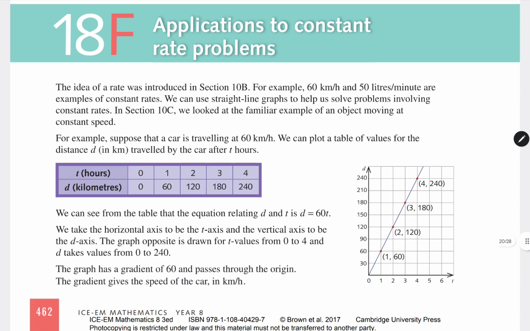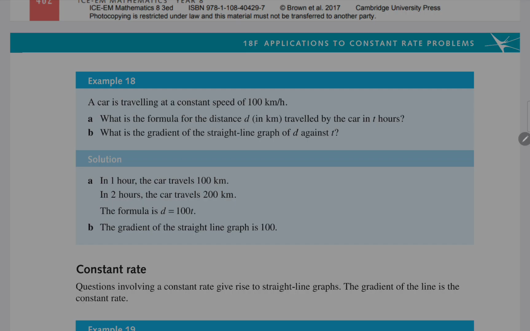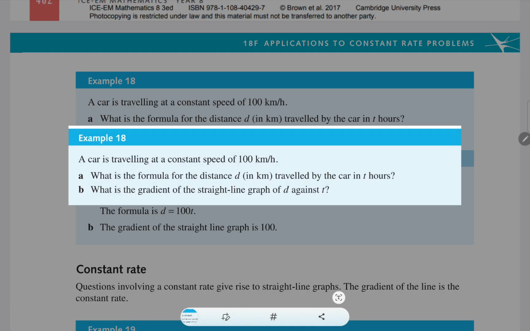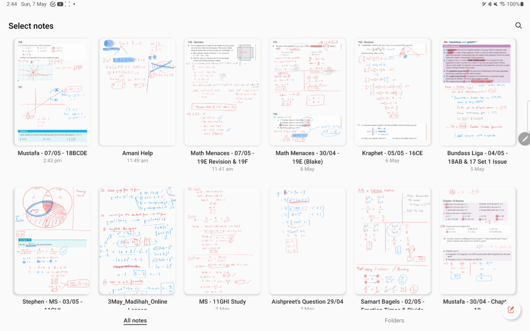So moving on, application. Look at this example. I think this is the stuff that you most likely will get examined on.